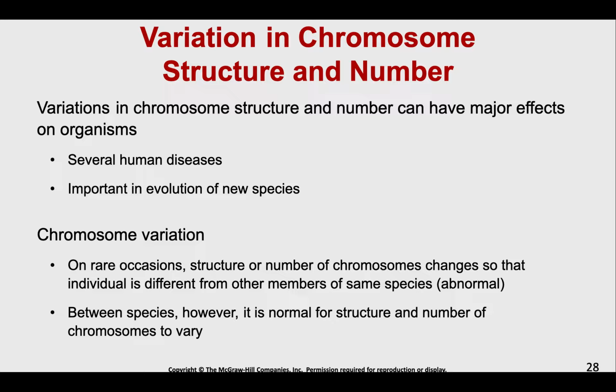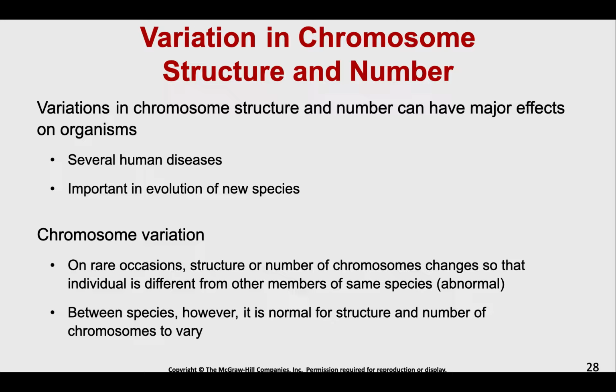So variations in chromosome structure and number can have major effects on an organism if it's beyond what's expected. Several human diseases are a result of this. It's important in the evolution of new species over many, many generations. We might get a new species out of this. On rare occasions, the structure or number of chromosomes changes so that an individual is different from other members of the same species. They're abnormal. Between species, it's normal for the structure and number of chromosomes to vary.